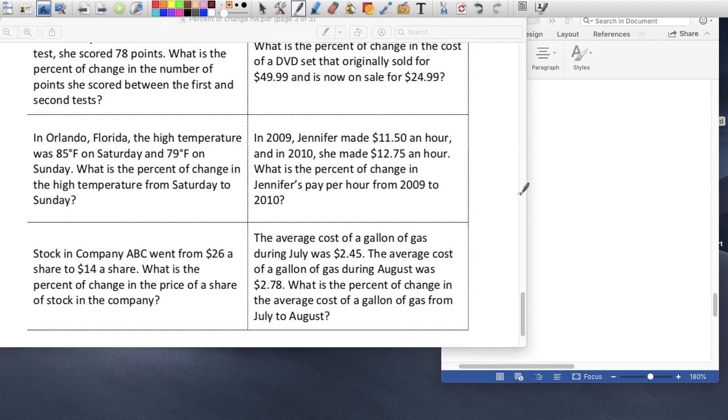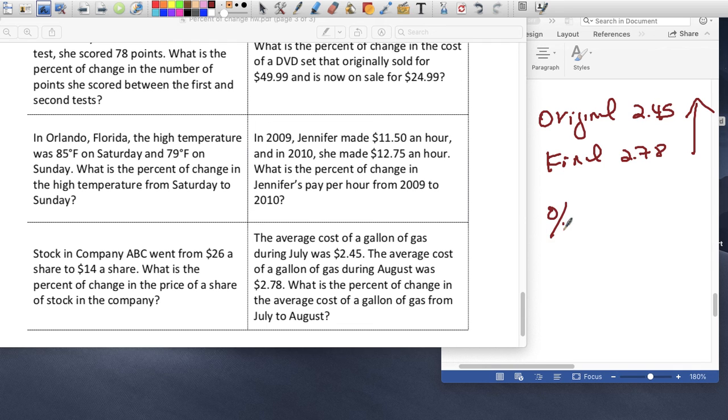The average cost of a gallon of gas in July was $2.45. The average cost of a gallon of gas during August was $2.78. What was the percent of change in the price of gas? So the original was 2.45. The final was 2.78. So you can tell quickly that the price went up. And if it's up, our percent of change is going to be positive.